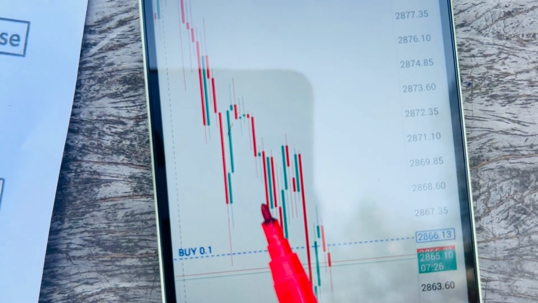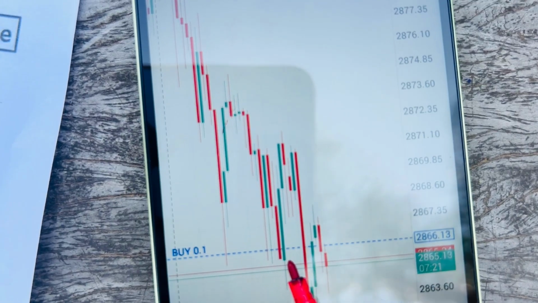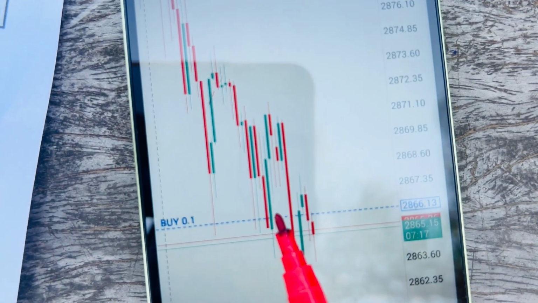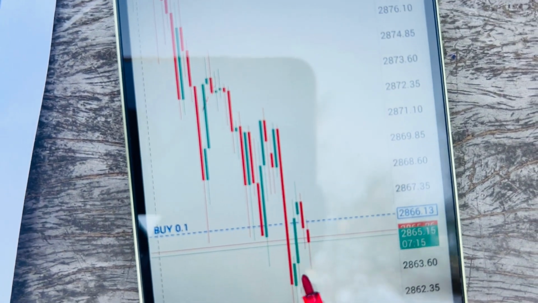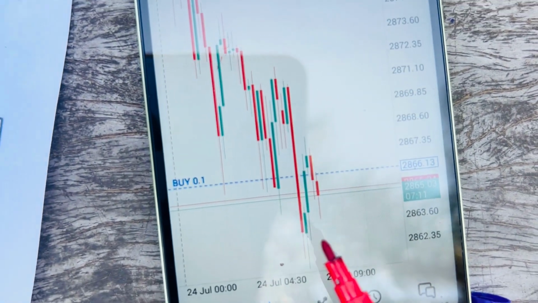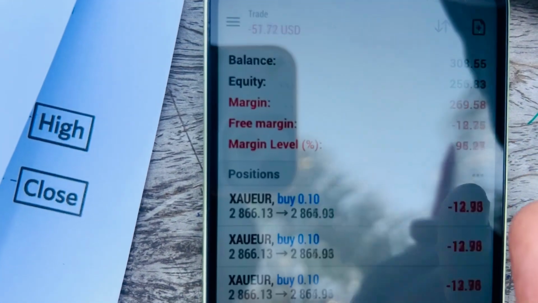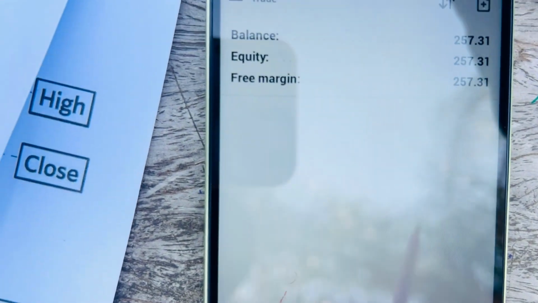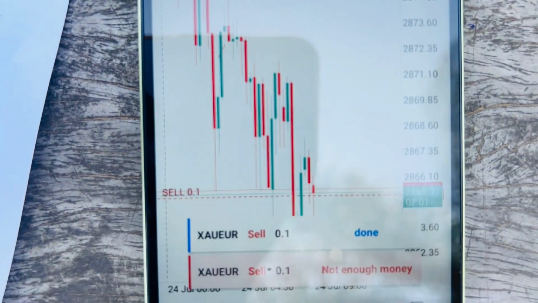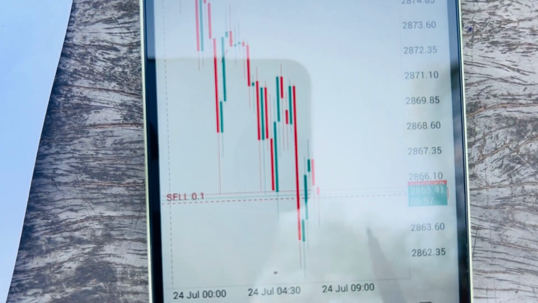We wanted to buy here, but it broke this level, retested it above here, and then it continues that direction, and it broke this level again. This is a retest, and it is approaching this level here, so it's still on a selling side. So we can go ahead and close this trade and take a sell, right? Take a sell.